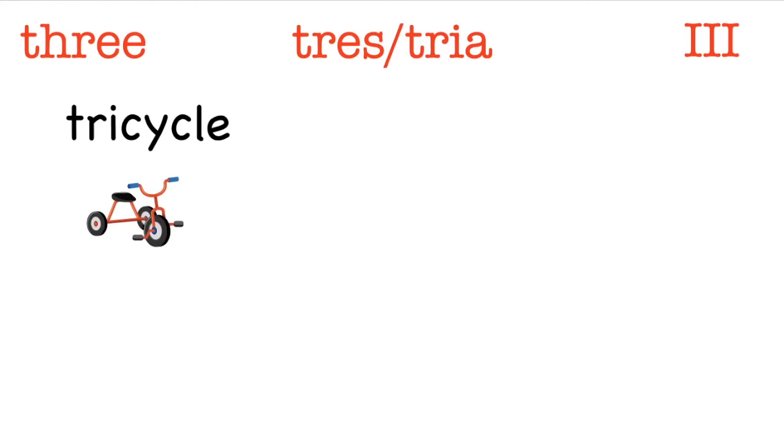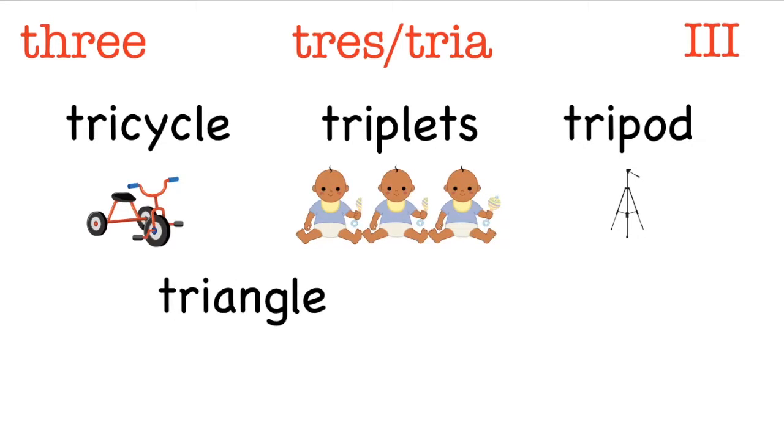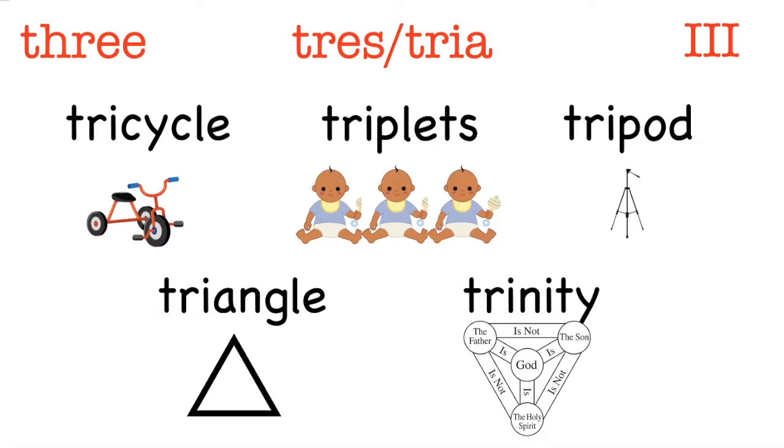So tricycle is 3 wheels. Triplets is 3 babies at one time. A tripod is a stand with 3 feet on it. A triangle has 3 angles. And finally, Trinity is a Christian belief about God. Some of you might be familiar with that.